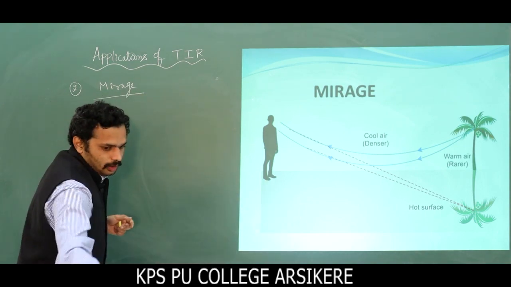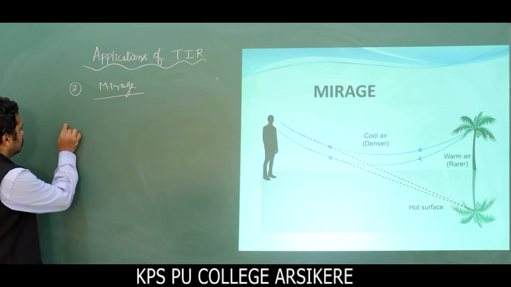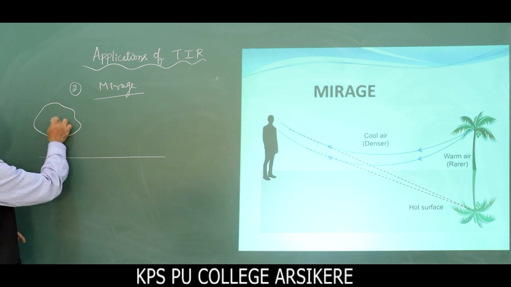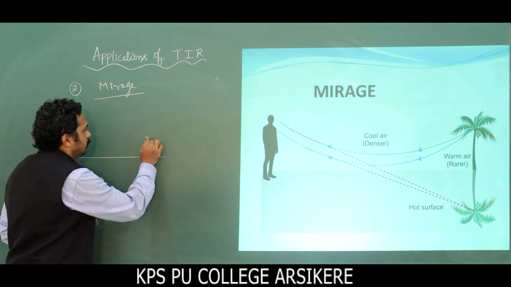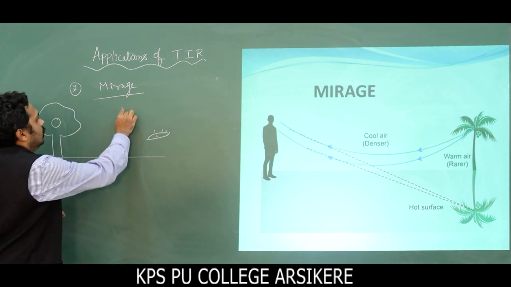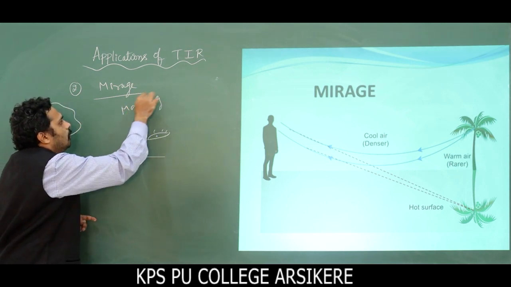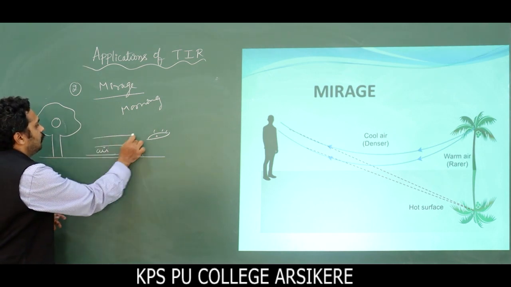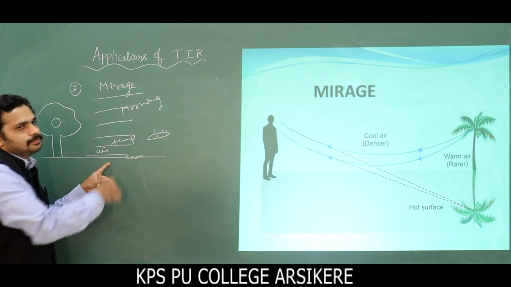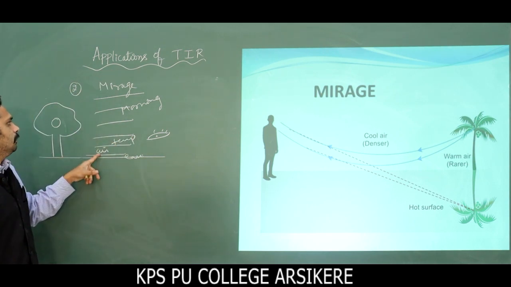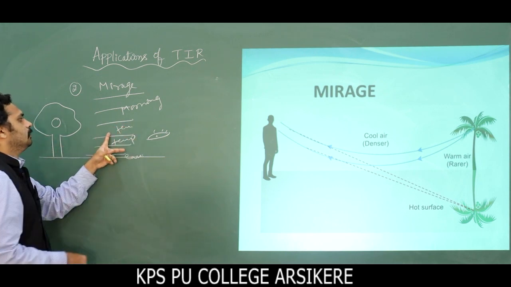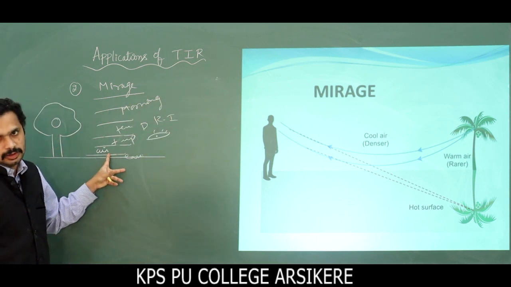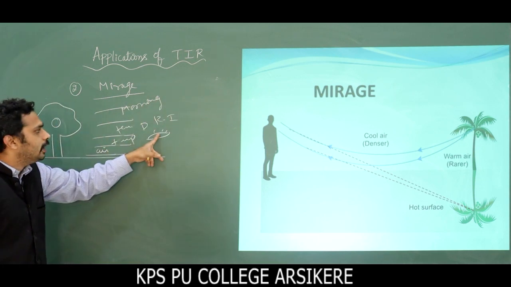Know that in the morning time, dear students, look at here, this is the object; the tree is the object. Here the observer is there. In the morning time, this is the earth. Above the earth's surface, the air temperature is the same, because in the morning the temperature is the same, the density is the same and the refractive index is the same. So we cannot see the images in the morning time.